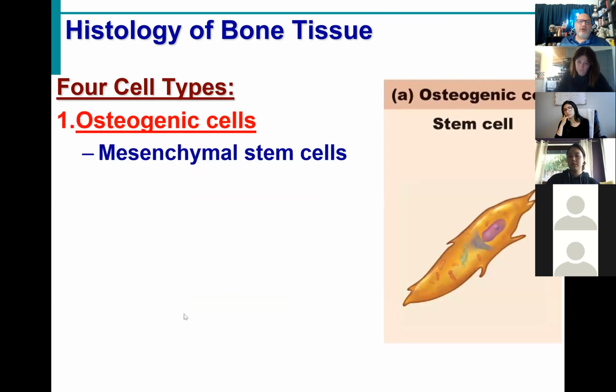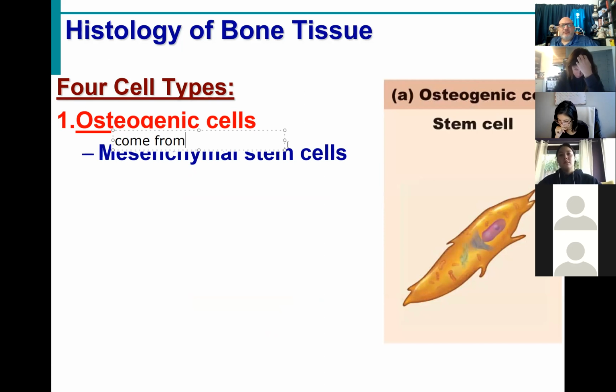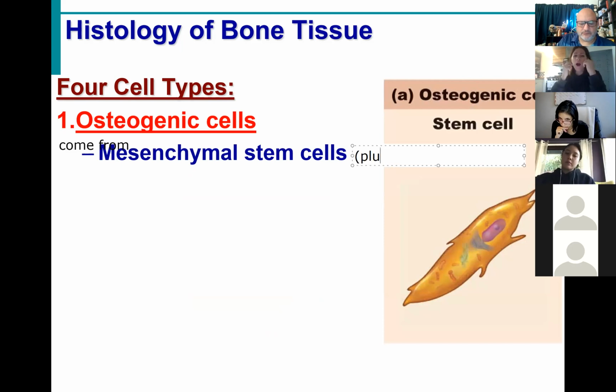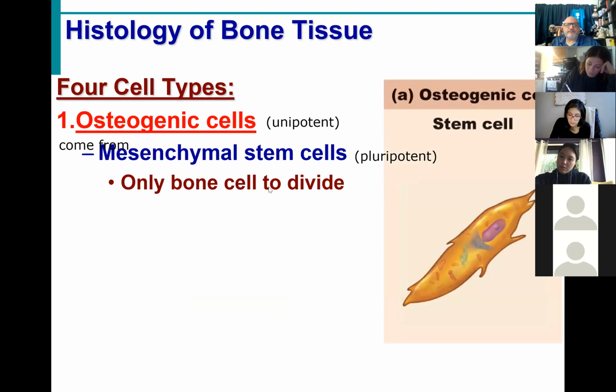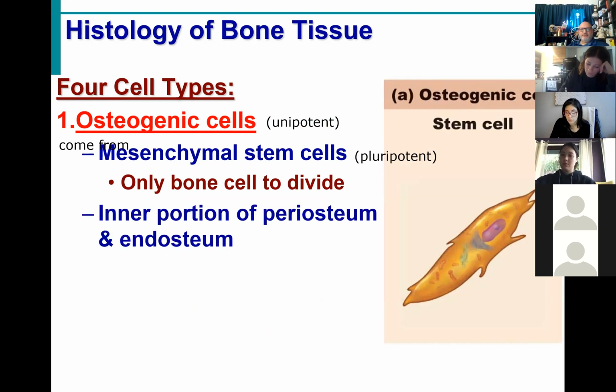Our first cells, remember, are the osteogenic cells. Oops, this should say they come from mesenchymal stem cells. Remember, our mesenchymal stem cells are pluripotent, whereas these osteogenic cells are unipotent. These osteogenic cells are the only bone cells that are capable of division. And like we said, they're found both underneath the periosteum and underneath the endosteum.